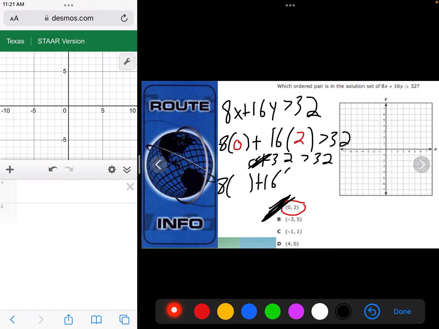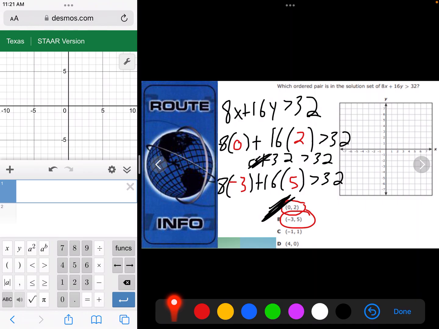Now, if you're doing this by hand real quick, 8 times 0 is 0. 16 times 2 is 32. That goes away. Is 32 greater than 32? No. 32 is equal to 32, so that would be wrong. Then you would go to your next one.